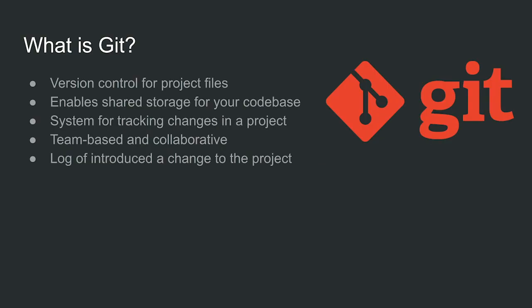So before we begin, we need to answer the question, what is Git? Git is version control for your project files. It enables shared storage for your code base. It's a system for tracking changes in a project, and it's incredibly team-based and collaborative. This is really, really good, especially if you're trying to see who on your team is introducing changes to your project.